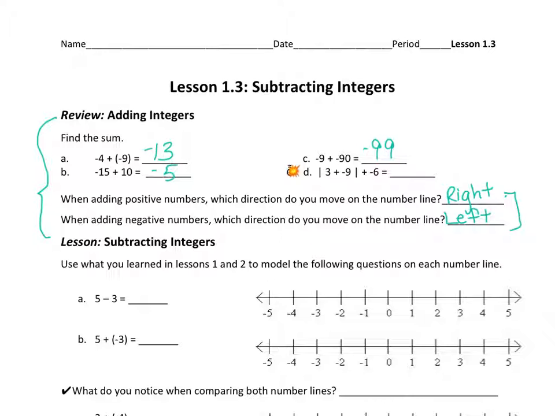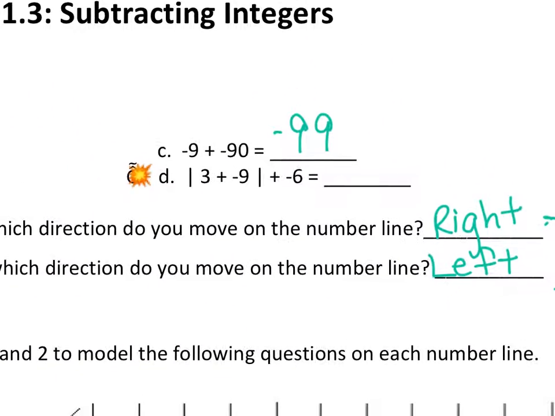So at this point, you should have tried these on your own, and remember, you can type these in your calculator. A, B, and C are all posted. A, -4 plus -9 is -13. B, -15 plus 10 is -5. C, -9 plus -90 is -99. And let's go through D together. There's an absolute value in here. So first, you'd have to do 3 plus -9. The answer to that is -6.